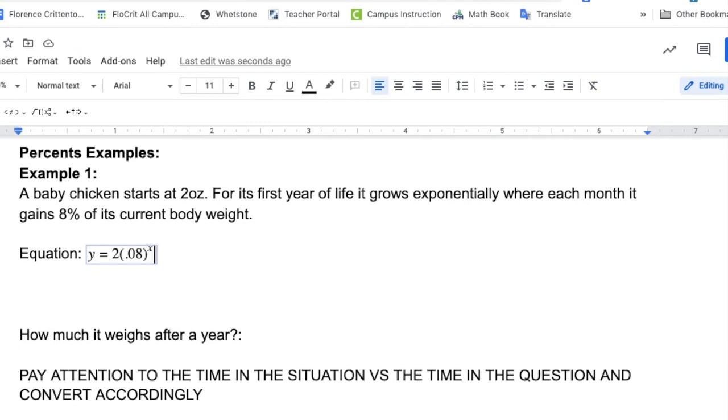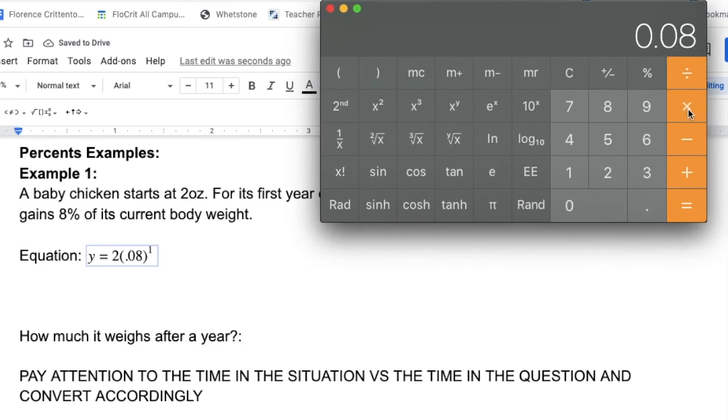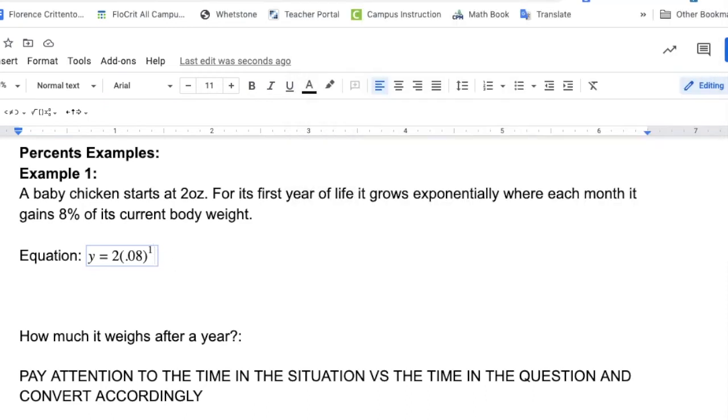Here's the thing about this formula. If I put a 1 right here and just did 2 times this 0.08 just one time, the answer is 0.16. It's not like the baby chicken is going to start at 2 ounces and then drop down to a decimal of an ounce. This isn't the new weight for the next month. It's saying that each month it's gaining 8%. So this is what gets added on to the first 2 ounces.